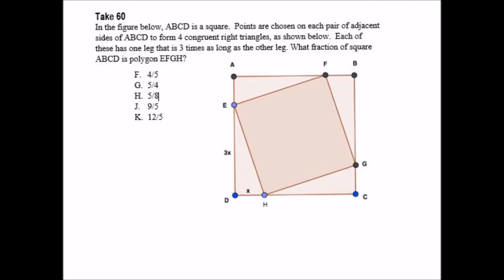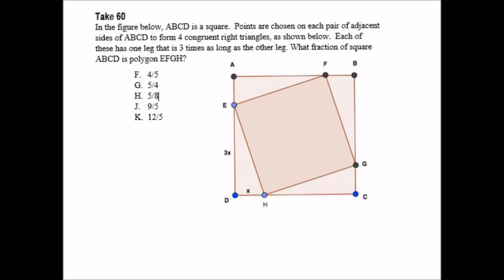The question is, what fraction of polygon EFGH, what fraction of the big square is the little square? So, in other words, how much area does this take up relative to how much area the whole thing takes up? Because we know this square fits inside the bigger square, the answer has to be less than 1, right? It's a fraction of the overall space.